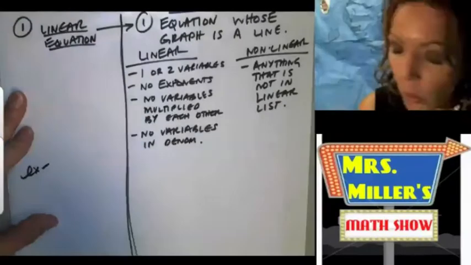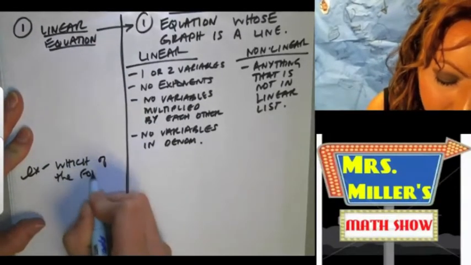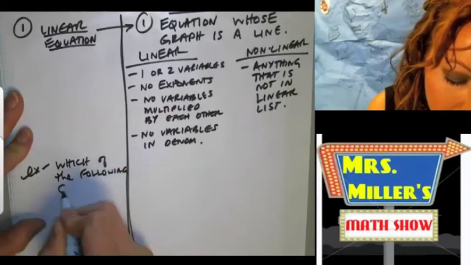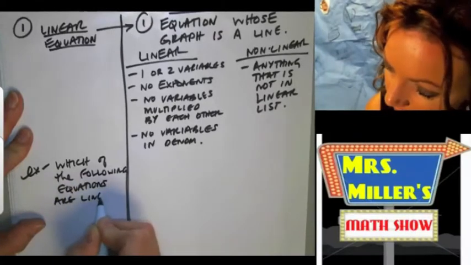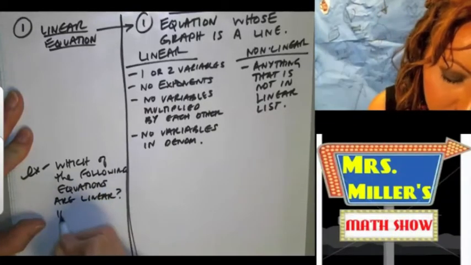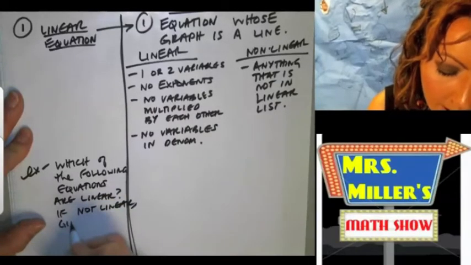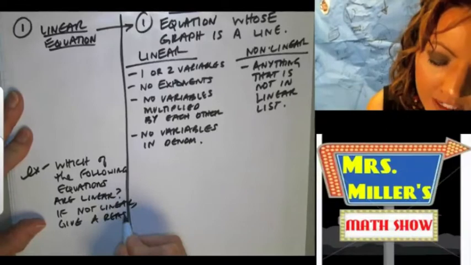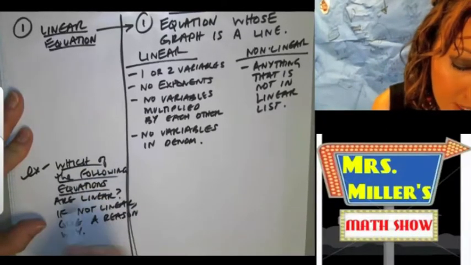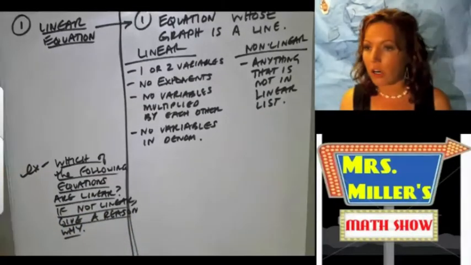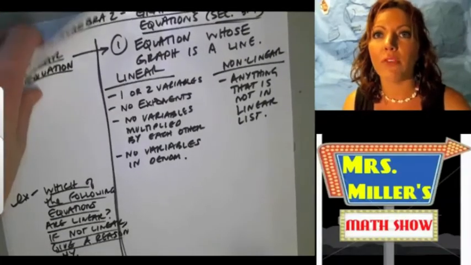Okay, here we go. Which of the following equations are linear, and if it is not linear, give a reason why. And actually we can just circle because it'll become very obvious which ones are and which ones aren't very quickly here. Okay, so we're going to do two together and then I will have contestants.